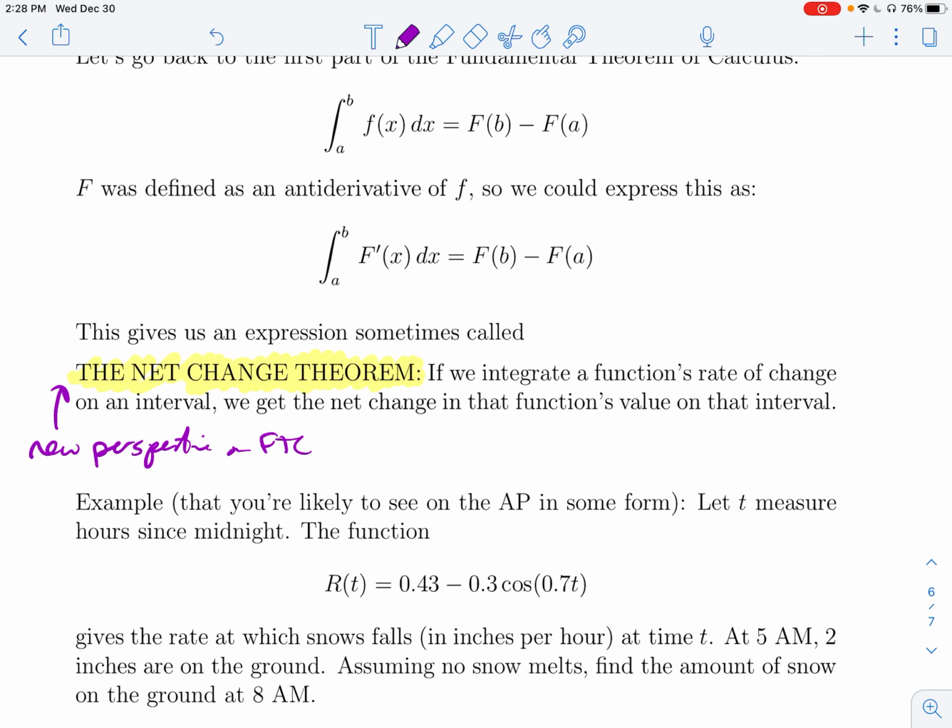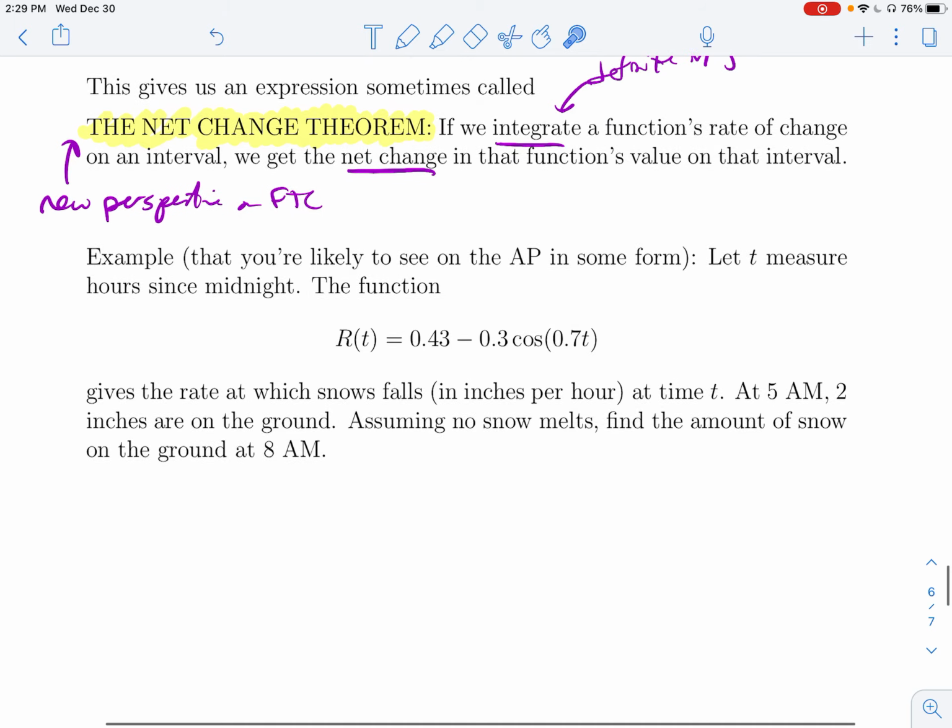So it says, if we integrate a function's rate of change, so that's what we have over here, and in context, this means a definite integral. If we integrate a function's rate of change on an interval, right? Saying it on an interval implies it's definite. We get the net change in the function's value. This is just measuring how much the function changed. This is the definite integral of the rate of change.